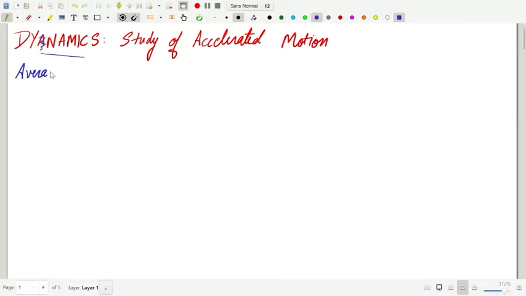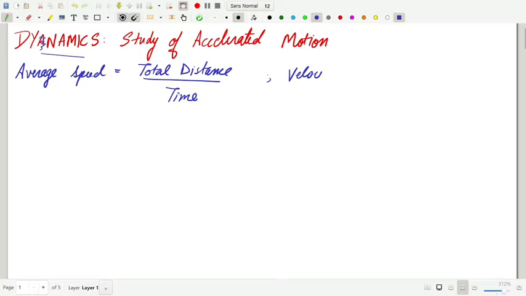Average speed is equal to total distance over total time. Velocity is equal to displacement over time, also written as dx by dt.